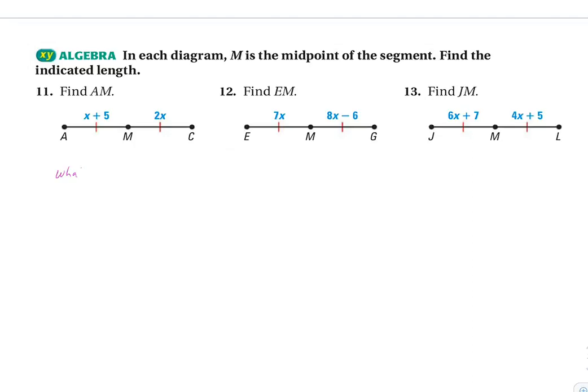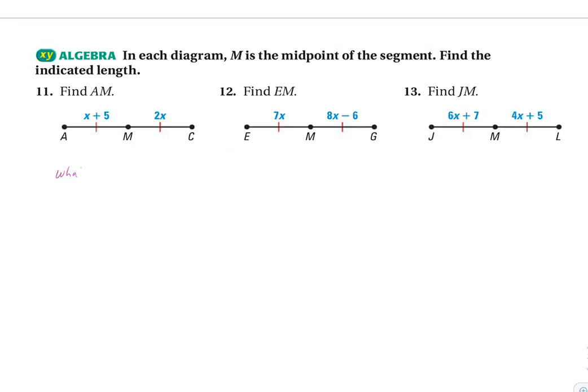Now, a common mistake is you don't actually answer the question. So that's not what it was asking. It was saying find AM. What is the length of AM? So we go back and we say, well, AM was equal to x plus 5. That's what the length was. And we know that x is 5. So we plug that in, and we get AM was equal to 10. It was 10 long.